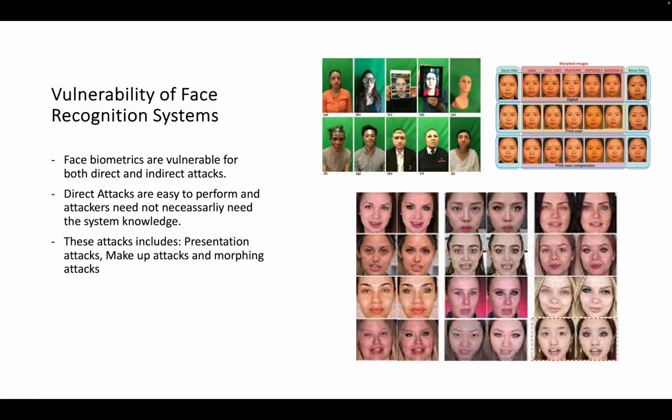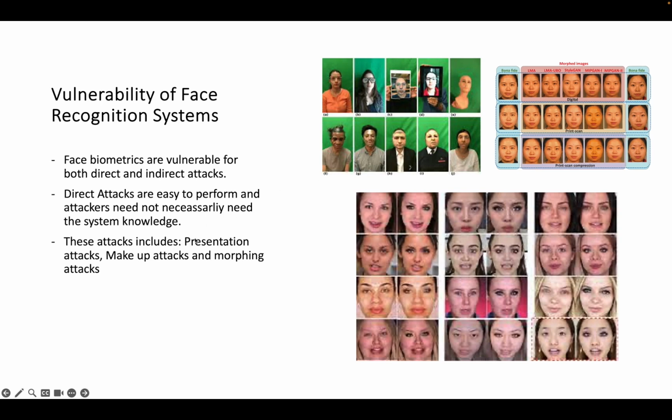There are several types of direct attacks. One can fabricate an attack by using different kinds of facial biometric artifacts. These artifacts include, for example, a facial mask, a print attack, or an electronic screen attack, and so on, among the direct attacks.